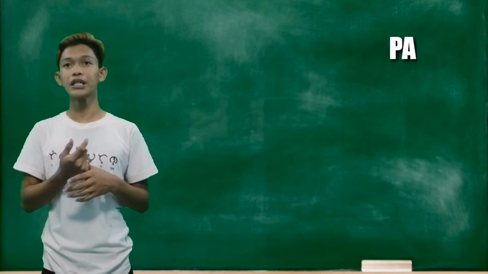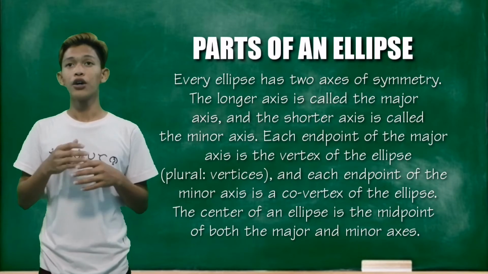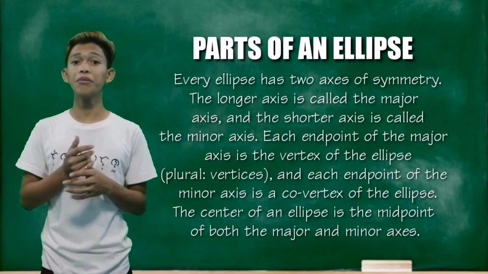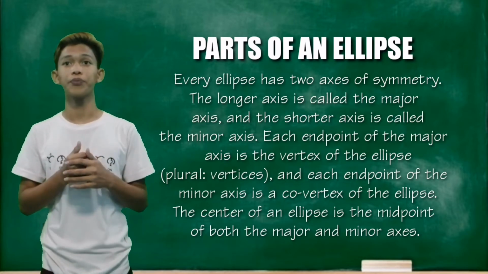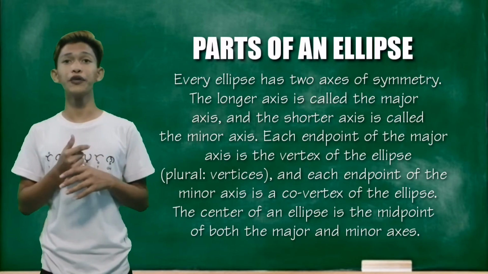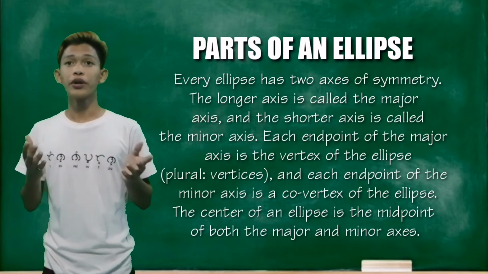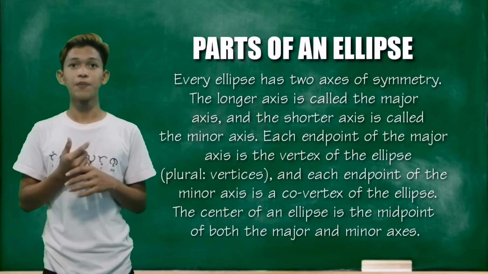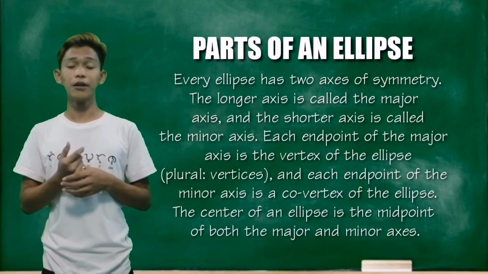Now, let's define the parts of an ellipse. Every ellipse has two axes of symmetry. The longer axis is called the major axis, and the shorter axis is called the minor axis. Each endpoint of the major axis is called a vertex, so in plural, it is vertices. And each endpoint of the minor axis is a co-vertex of the ellipse.